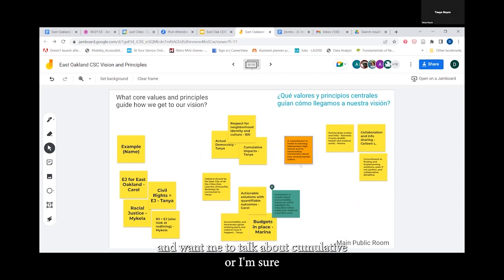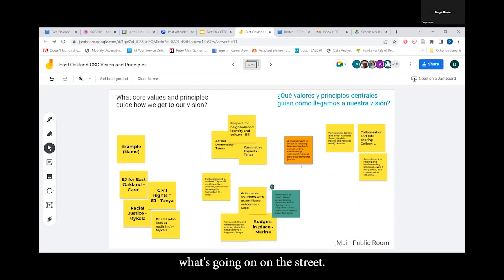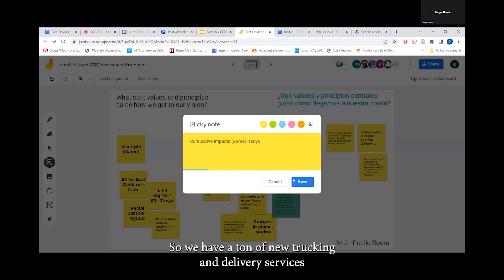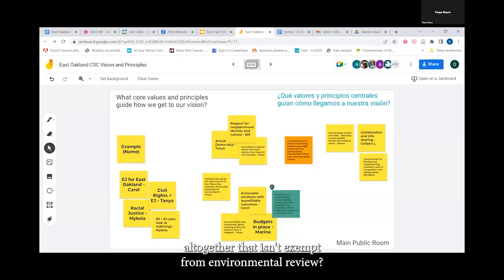And then I see a commitment to invest in learning. Someone want me to talk about cumulative impacts? Sure. I'm reading that and I don't have my glasses on, so I should put them on so I could see what's going on the screen. Cumulative impacts. What I want to say about that is that we have a lot of uses coming into our community exempted from any environmental review, but they're not being considered cumulatively. For instance, delivery services. We have a ton of new trucking and delivery services that have moved into East Oakland, and each one of them individually are exempt. But nobody's thinking about, well, what happens if we put 50,000 delivery services in one community? Altogether, that isn't exempt from environmental review. So that's what I mean.